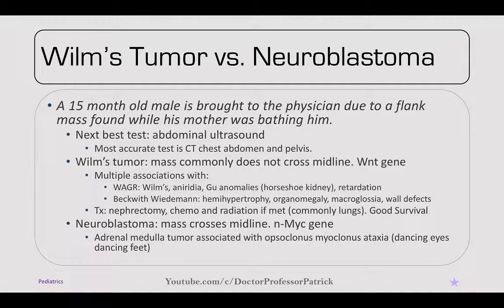So if this is a Wilms tumor, the mass is commonly not crossing the midline, and this is due to a WT gene, and there's associations with WAGR, which is Wilms tumor, aniridia, GU abnormalities like a horseshoe kidney, and retardation, or Beckwith-Wiedemann syndrome, where you get hemihypertrophy, organomegaly, macroglossia, and wall defects. Versus a neuroblastoma, where this mass commonly crosses the midline. It's due to an N-MYC gene, and it's a tumor of the adrenal medulla. It's associated with opsoclonus-myoclonus syndrome, or dancing eyes, dancing feet.